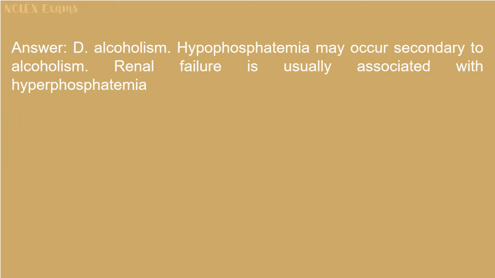Answer D. Alcoholism. Hypophosphatemia may occur secondary to alcoholism. Renal failure is usually associated with hyperphosphatemia.